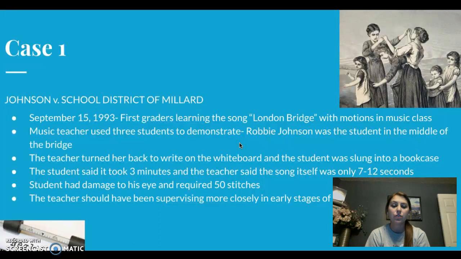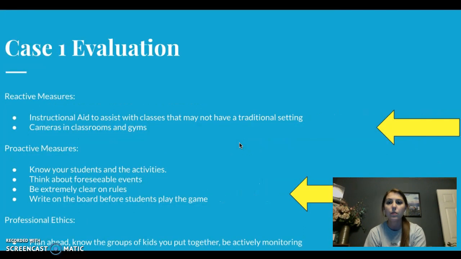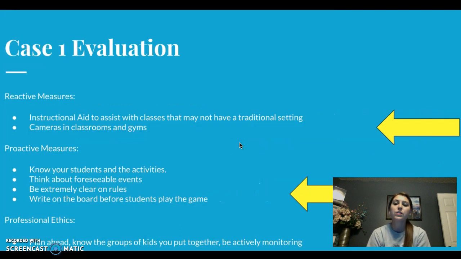Now then, the teacher said that she only turned her back for about 7 to 12 seconds because that's how long the song took to sing. But again, the student said that it was longer than that and that he said to stop several times. Some things that we can learn from this are reactive measures, things that would happen after.